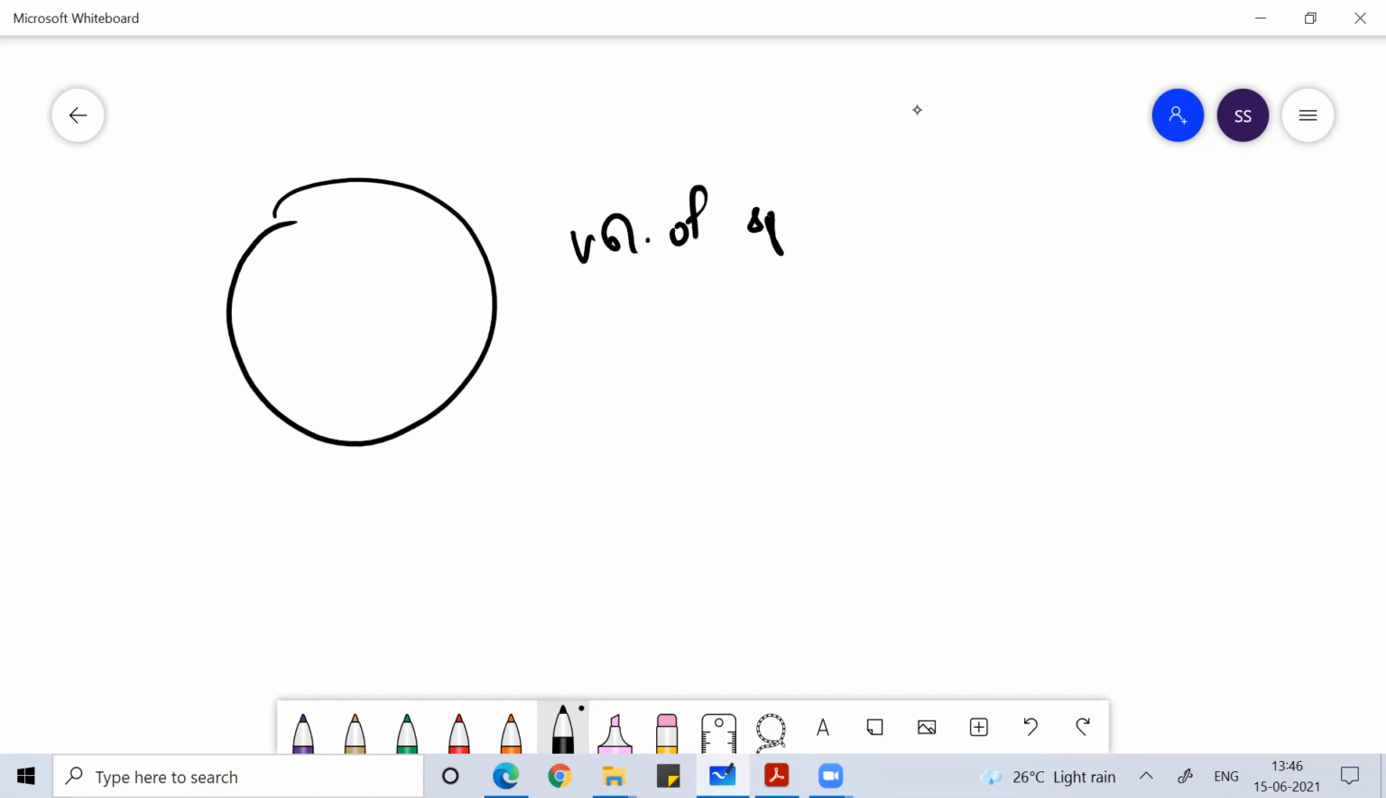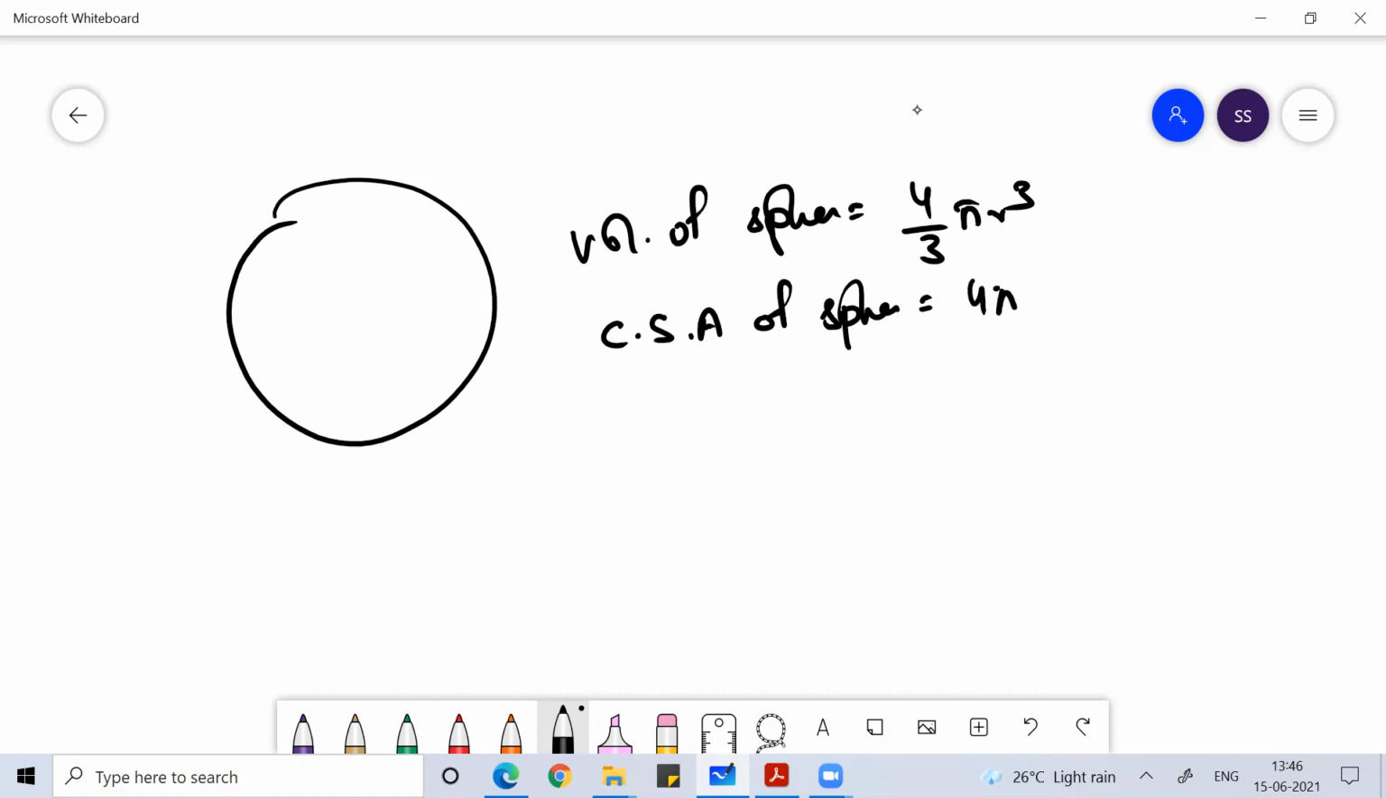So what is the formula of volume of sphere, Dhwani? 4/3 pi r cube. Then curved surface area or total surface area of sphere, both mean 4 pi r square.